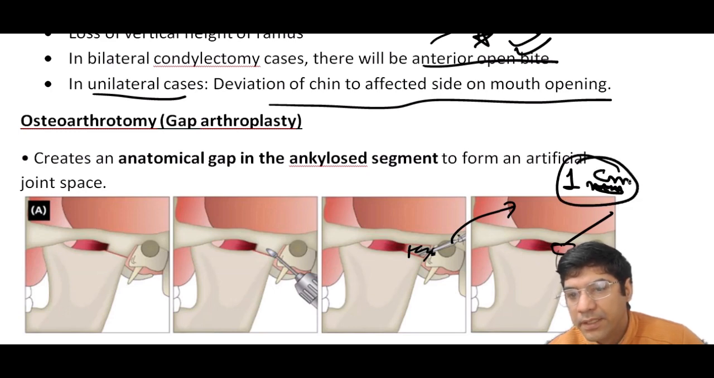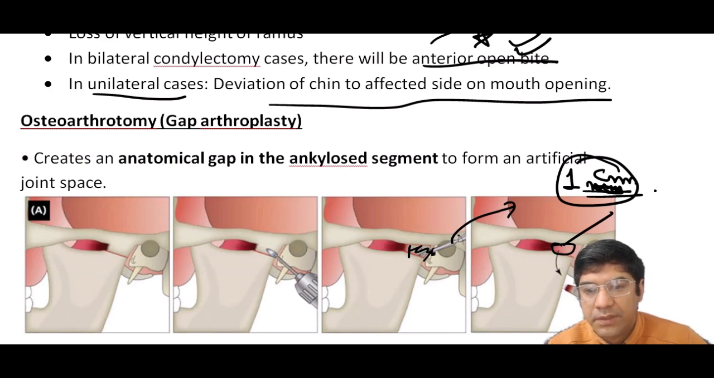1 centimeter. It is recommended to prevent the re-ankylosis. So important for your entrance exam point, how much gap is needed? It's 1 centimeter gap that is required. That would prevent the re-ankylosis.